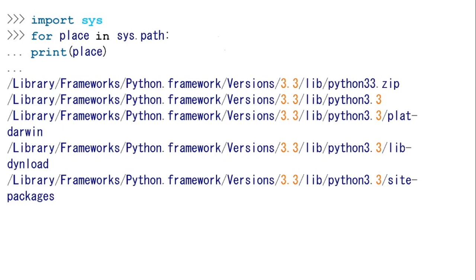Import report looks for report.py. The first match will be used. This means that if you define a module named random and it is in the search path before the standard library, you will not be able to access the standard library's random.